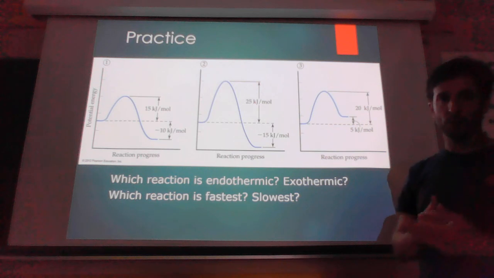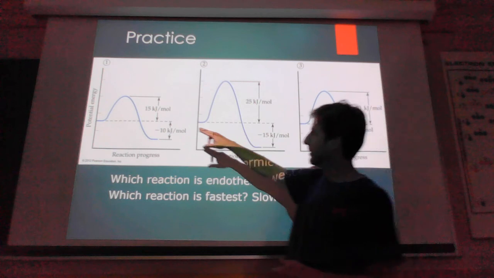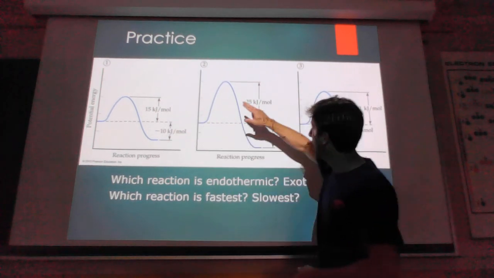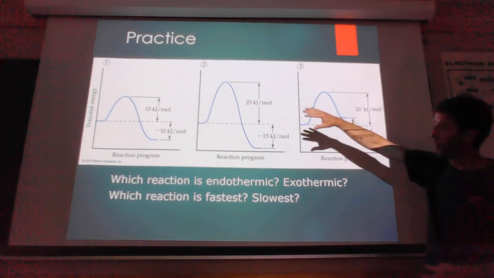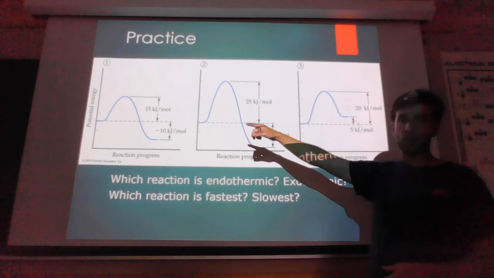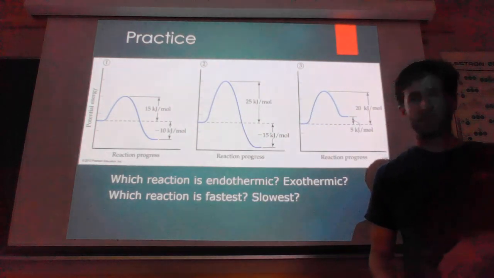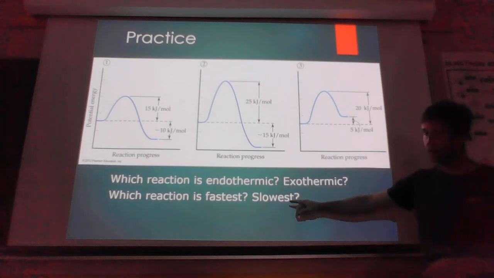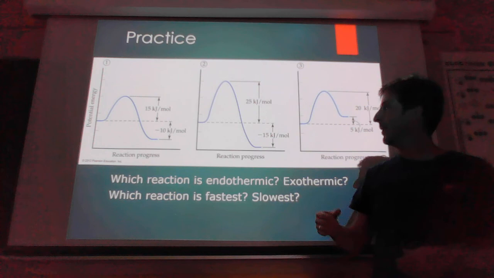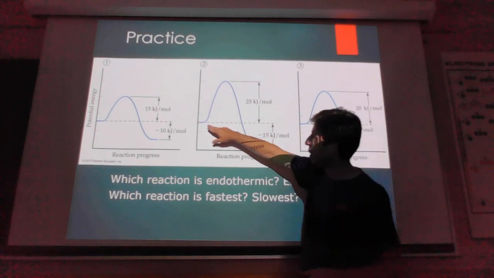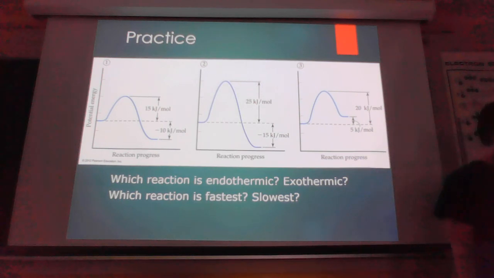Now, the obstacle to the reaction is the activation energy. So I have an activation energy of 15 kilojoules per mole, 25 kilojoules per mole, or 20 kilojoules per mole; those are the three activation energies. The smallest one, which is graph number 1, is going to be the one that goes the fastest. Which one's the slowest? That would be the one with the biggest hurdle to get over. That's going to be graph 2. It has the largest activation energy, which is going to make it the slowest reaction.